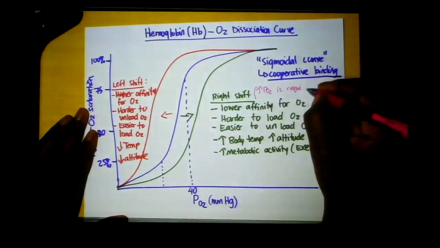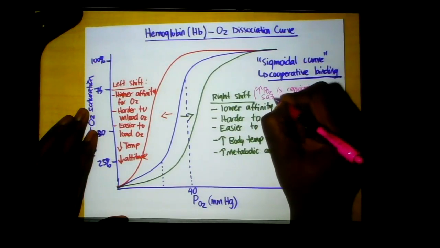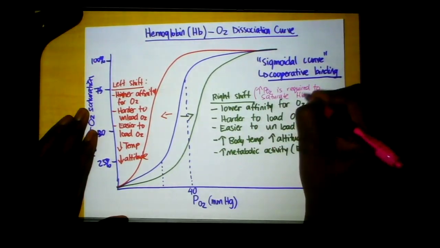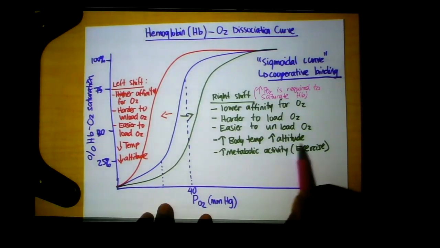So a higher partial pressure is required to saturate hemoglobin. Okay, so it's harder to get that oxygen to stay on hemoglobin. They don't have as much of an attraction for each other, and that's what we want in these types of scenarios. We want that oxygen to dissociate easily because these are instances when the tissue really needs oxygen, right? Increased metabolic activity, increased body temperature, even increased altitude.